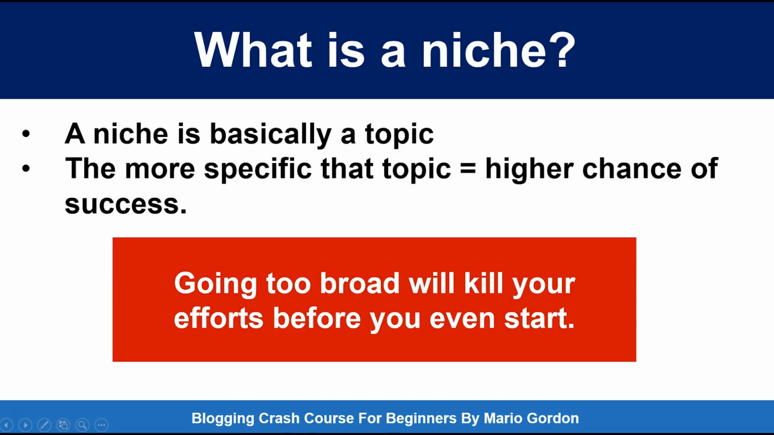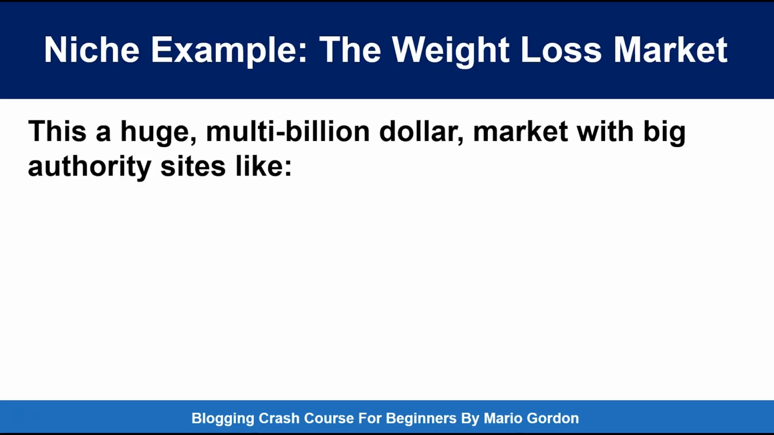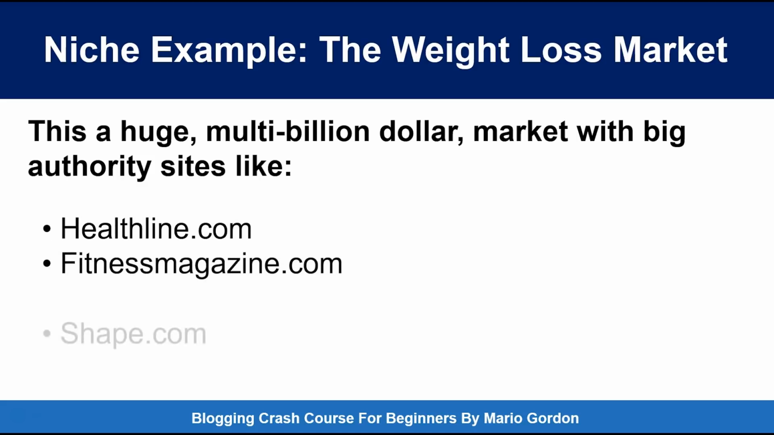Okay, so what we're going to do now is look at an example. All right, and I've chosen an example that everyone can relate to. This is the weight loss market. This is a huge multi-billion-dollar market with big authority sites like Healthline.com, Fitness Magazine, Shape.com, Prevention.com. These guys have huge budgets. They have hundreds of people writing their articles, and they have the brand authority to rank in Google.